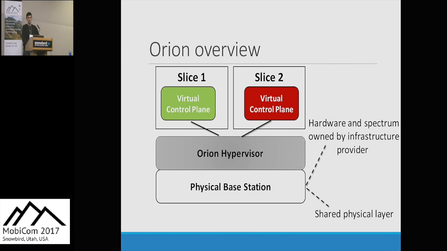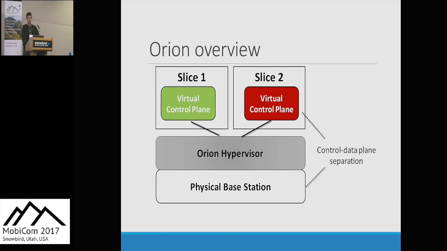Now, for all of these slices, based on Orion's design, we have separated control and data planes. The data plane of all slices resides at the physical base station. This means the actual traffic that goes through the base station resides there.